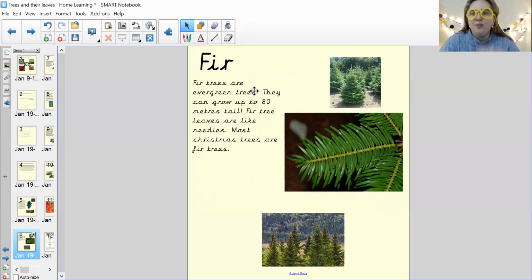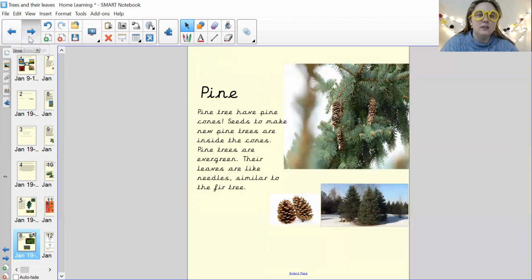Okay, the next one is a fir tree. Fantastic. Now, get your examination goggles out. I would like you to have a look at these leaves. What do you think? Deciduous or evergreen? Well, I can tell you, well done if you got it right, that this is an evergreen tree. Fir trees are evergreen. They can grow up to 80 meters tall, and their leaves are like needles. So most Christmas trees are fir trees. Yeah? Well done if you got that right.